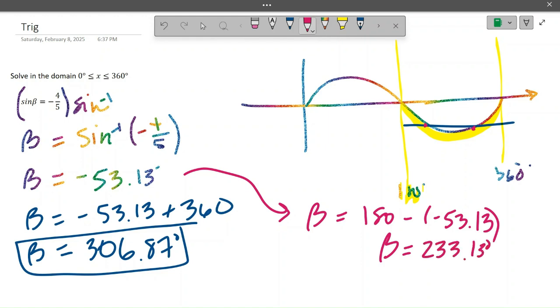And when I do that, beta equals 233.13 degrees. Now, we don't have a graph, and you don't have me necessarily on your test telling you, yes, those are right. So here is what I recommend you do once you have found the answer that you think is correct.